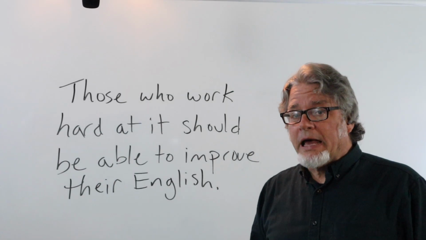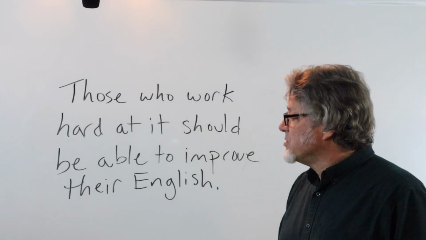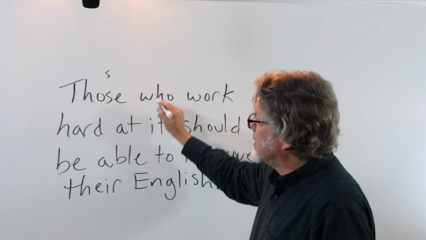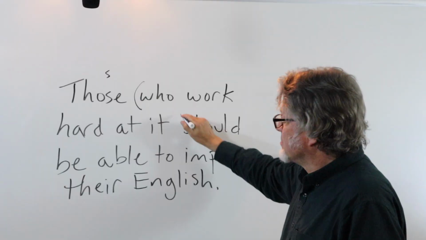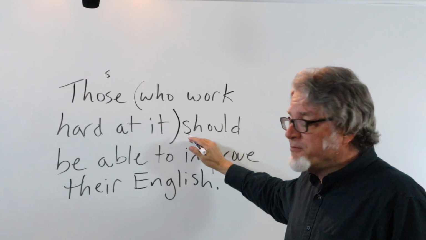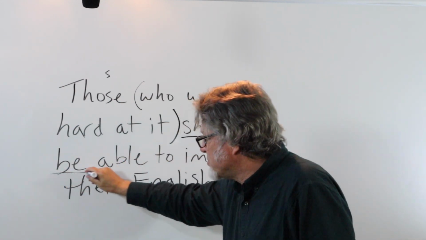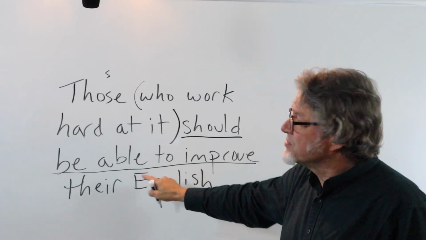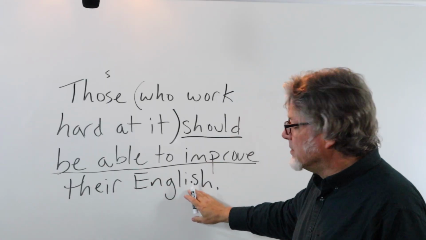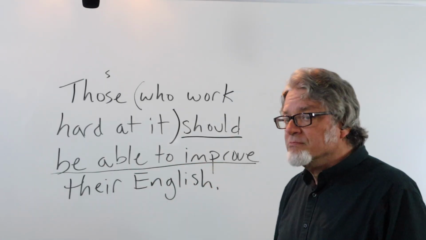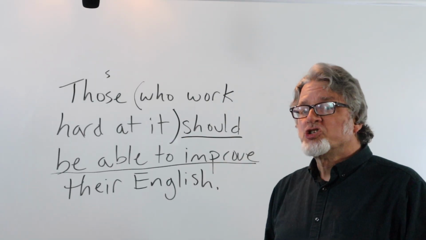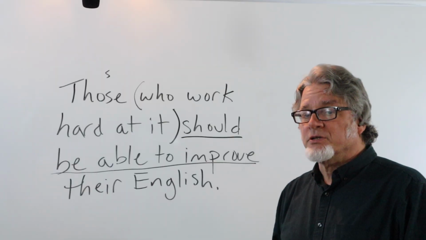This sentence begins with those. Those who work hard at it should be able to improve their English. So here's the subject, then here's the adjective clause, stops here, and then this verb phrase, should be able to improve. All of this matches the subject, and then here, their English is the object of this infinitive. Those who work hard at it should be able to improve their English.